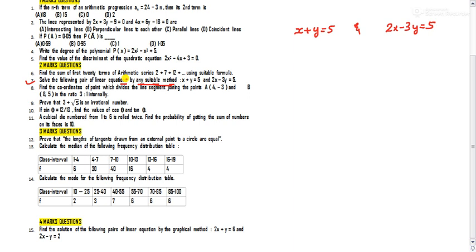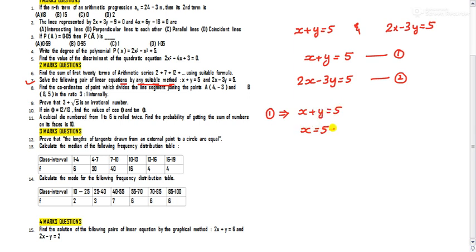So you have to write like this. First, let me name these equations. x plus y equals 5, let this be equation 1. Next, 2x minus 3y is equal to 5, let this be equation 2. Got it? Now I will use the substitution method. So equation 1 can be written as x plus y is 5, so x can be written as 5 minus y. Right?